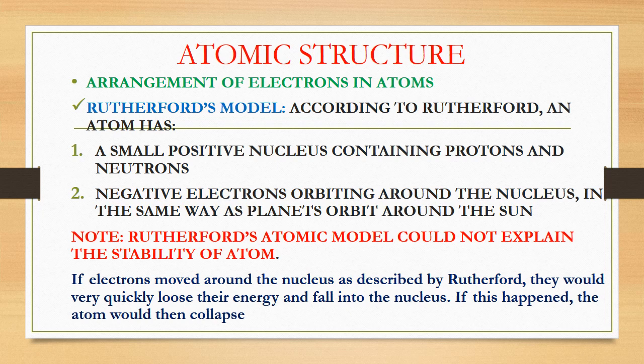However, please keep this in mind: Rutherford's atomic model could not explain the stability of an atom. Why is it so? Because if electrons moved around the nucleus as described by Rutherford, then they would very quickly lose their energy and fall into the nucleus. And if this happened, the atom would then collapse.